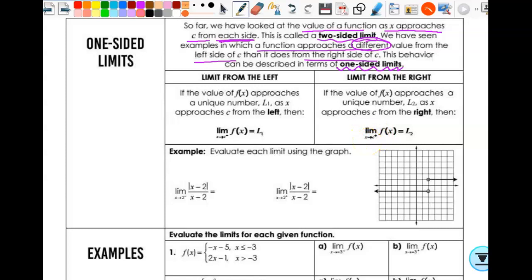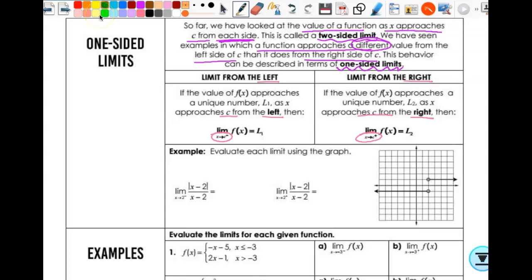It's not a positive or negative exponent, and it doesn't mean it's a negative number. It's telling you if you're going from the left, so that the value of f of x approaches a unique number, the limit L, as x approaches c from the left, then that's going to be there. If it's from the right, so if it approaches c from the right, it'll have a little plus sign up there. Okay, so you're not looking at both sides, you're just looking at one or the other.